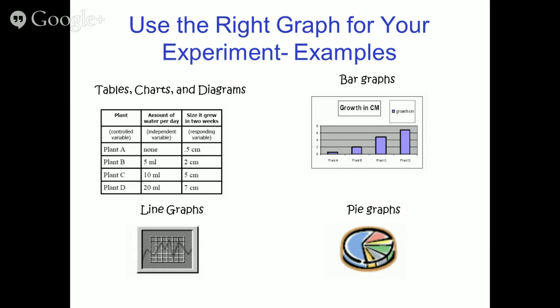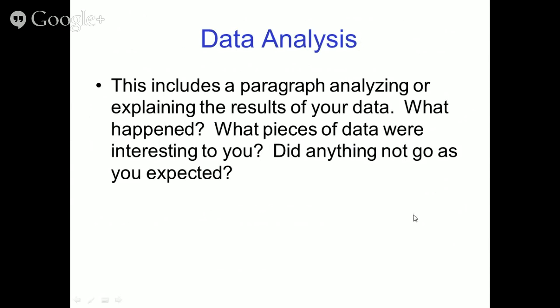Plant A was 0.5 centimeters, if you remember. Plant B was up to 2 centimeters. And then it shows the axis here and the axis here. Data analysis. This includes a paragraph analyzing or explaining the results of your data.